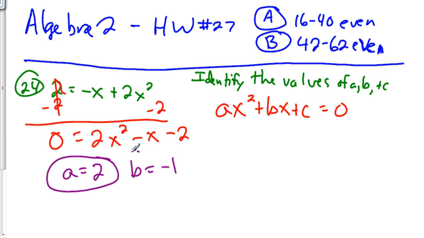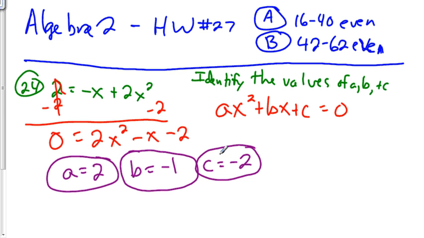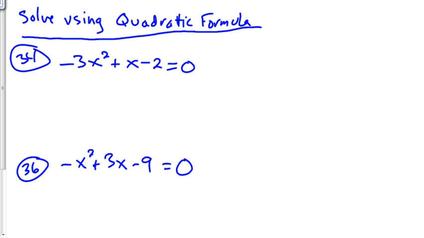All right, so we have b equals negative 1, and c is the constant, negative 2. Okay, so that's what we had to do there, just tell me what a, b, and c were. Why do we do that? Well, we're going to start using the quadratic formula.